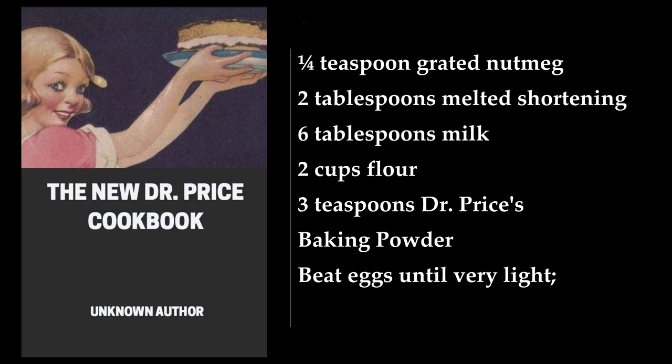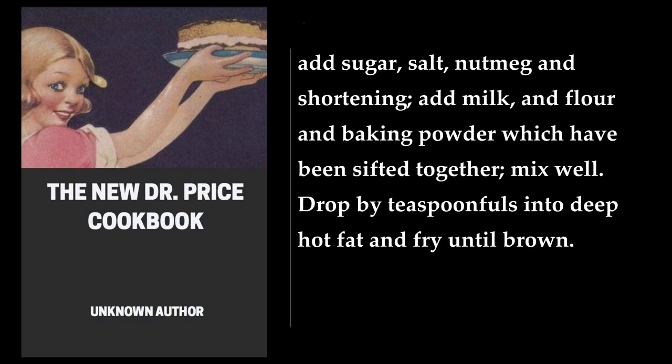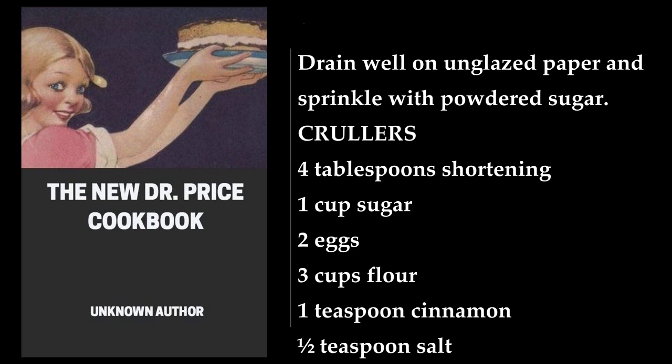Beat eggs until very light. Add sugar, salt, nutmeg and shortening, add milk, and flour and baking powder which have been sifted together, mix well. Drop by teaspoonfuls into deep hot fat and fry until brown. Drain well on unglazed paper and sprinkle with powdered sugar.